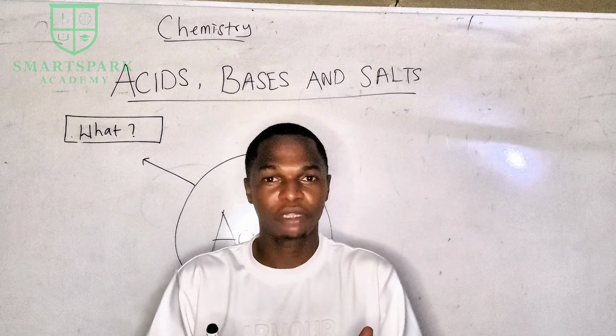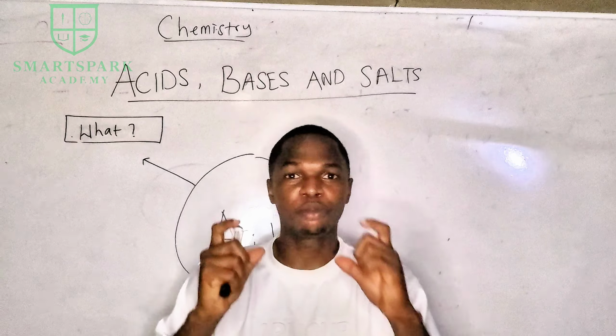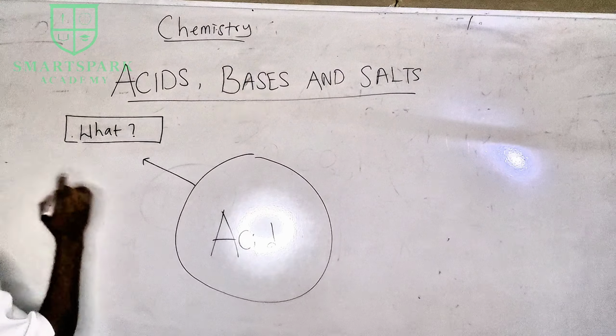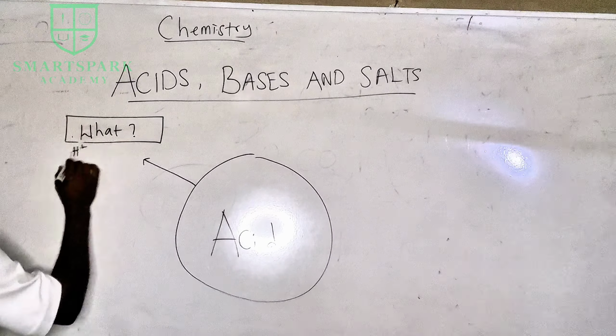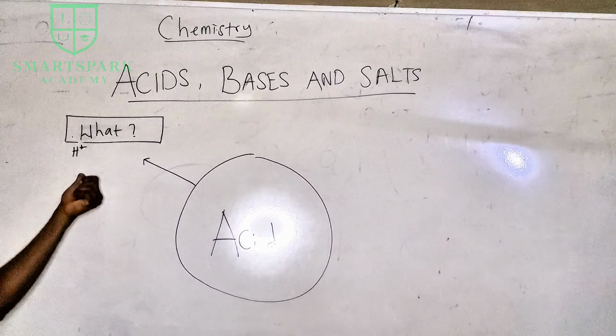An acid is a substance when dissolved in water produces hydrogen ion as its only positive ion. So an acid is a substance when dissolved in water produces H plus ion as its only positive ion.